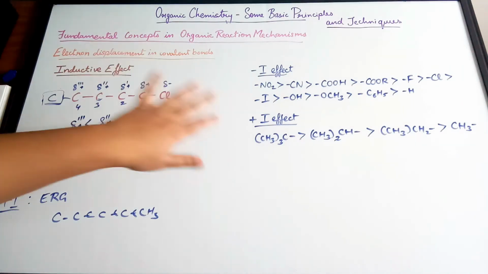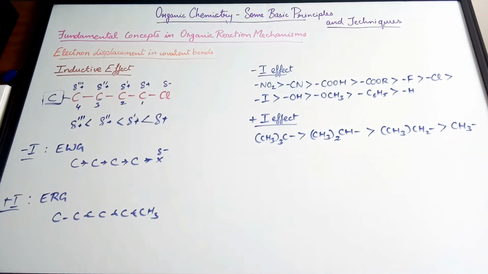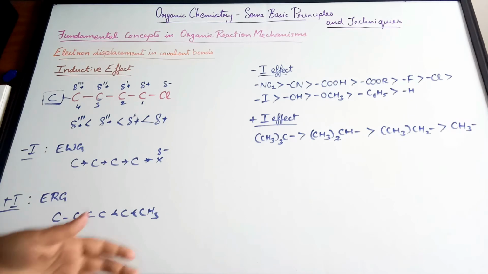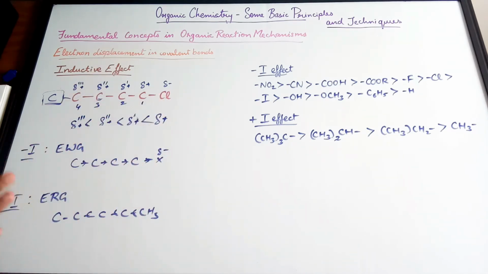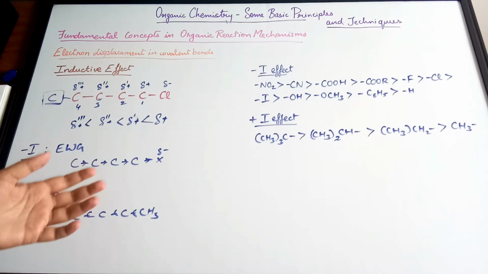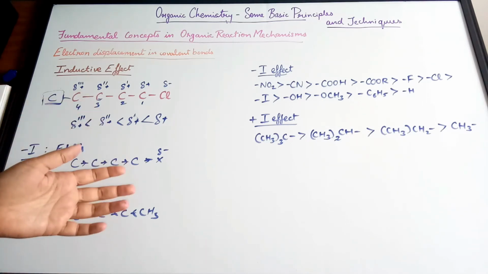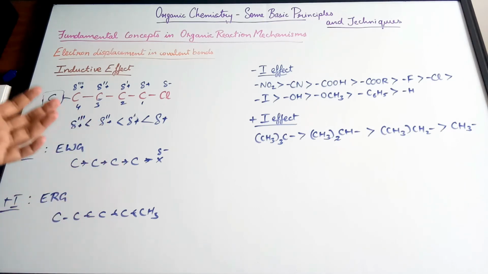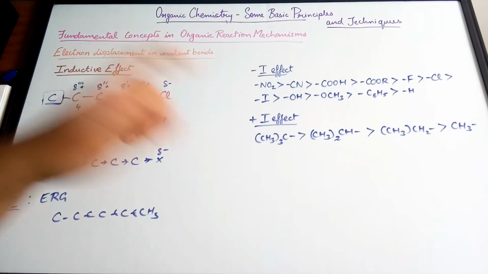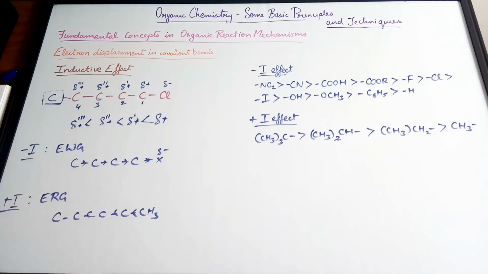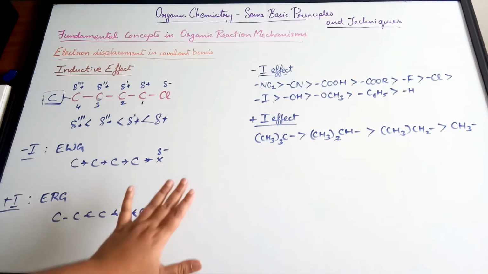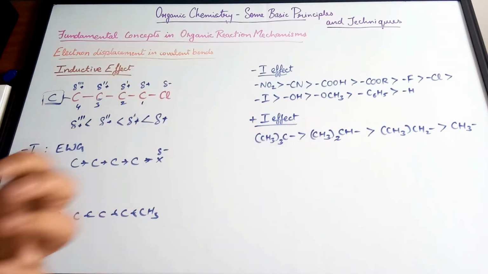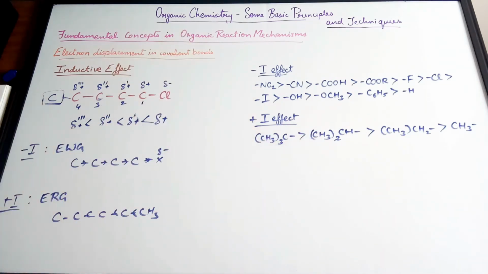Here there are certain groups, and the order of the minus I effect is nitro group, cyano group, acid, then you have an ester, fluorine, chlorine, iodine, hydroxy group or alcohol, and then you have a methoxy group, and then a phenyl group, and then you have hydrogen. As I told you, hydrogen is what is considered the reference. So minus I effect is by electron withdrawing groups, and all these groups are electron withdrawing in nature. They pull the electrons towards themselves.